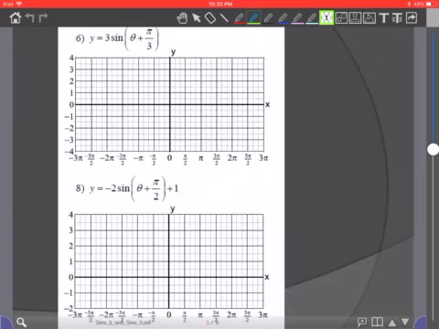Question 6. Question 6 has a positive pi over 3. So we're going to shift to the left pi over 3. So I'm going to go to pi over 3. Okay. There's no number in front of x or in front of theta, so it should be ending at 2 pi. But because I shifted it left, it's actually going to end 2 lines in front of that.